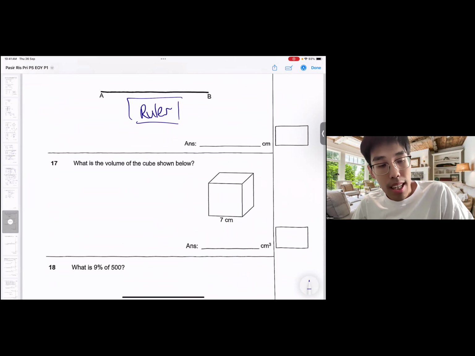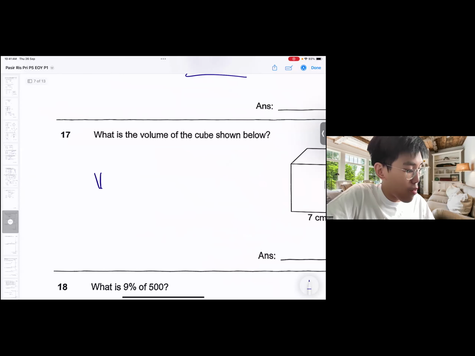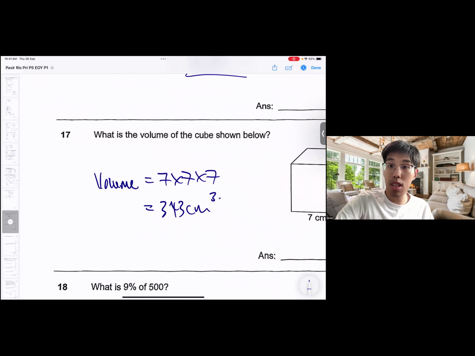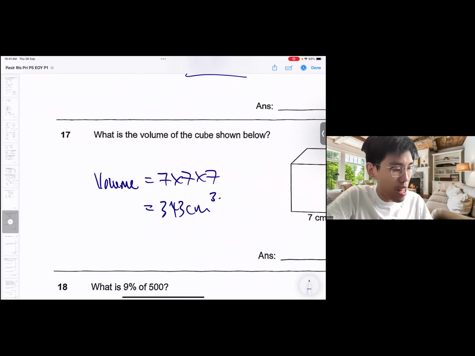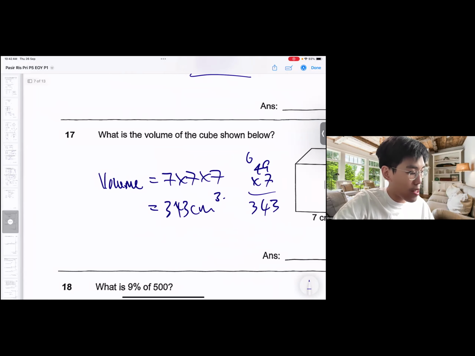Okay, 7. What is the volume of the cube shown below? This one is quite straightforward. Volume equals 7 times 7 times 7. Answer 343. Okay, you see why we don't really need to do a lot of workings here. If you want to do it, can lah. Technically, it's 49 times 7. Okay, 63, 343.